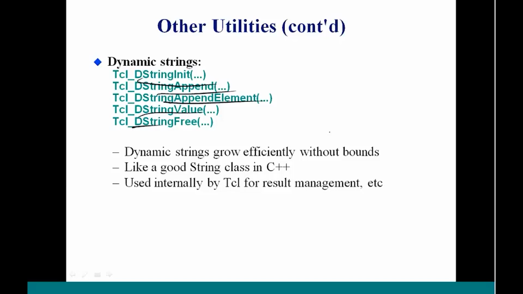And then dynamic strings are handled through these procedures: DStringInit, DStringAppend, DStringAppendElement, DStringValue, and then finally DStringFree. The dynamic strings grow efficiently without bounds, like a good string class in C++. It's used internally by Tcl for result management. So this is again another data structure within Tcl.